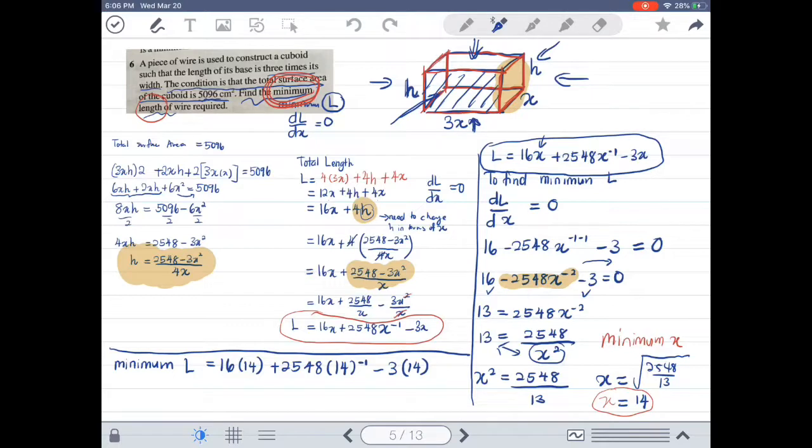Is that right? I don't think it's right. It's right. Press your calculator. You should get 364 centimeter.